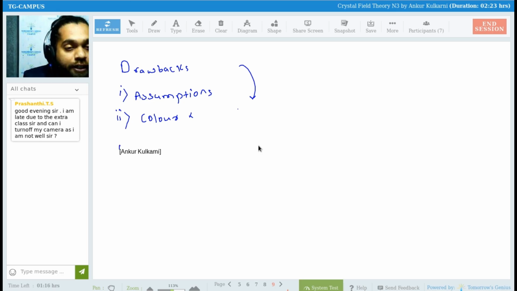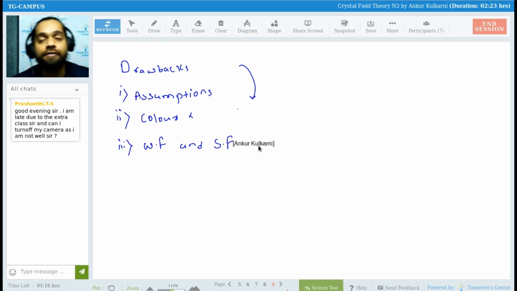Okay. And also, we have seen so many exceptions. It does not differentiate between weak field and strong field ligands. There are so many exceptions.